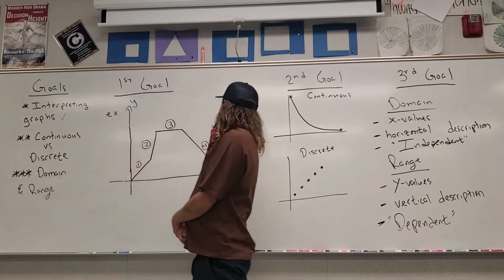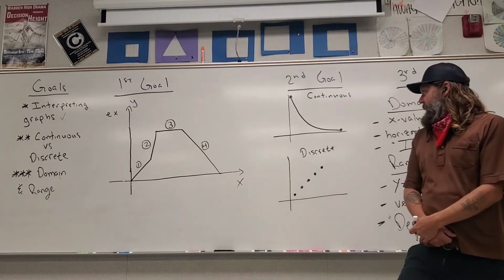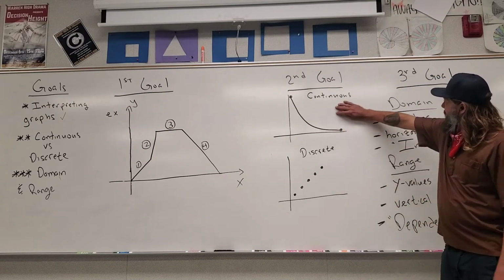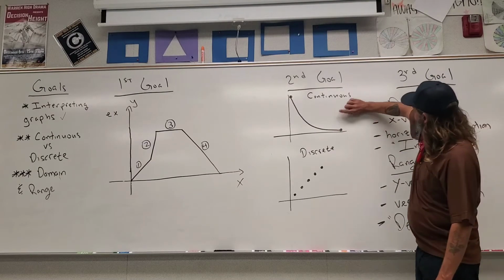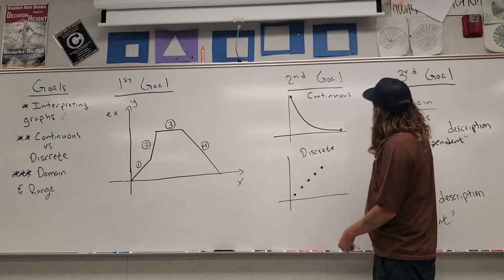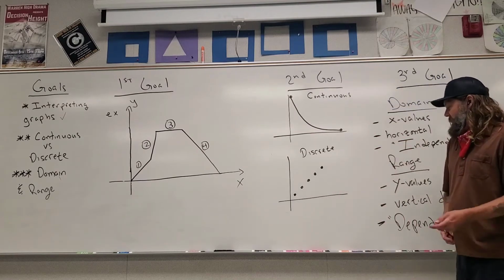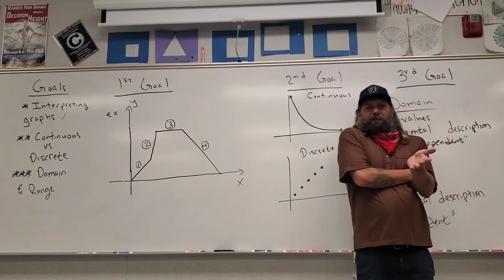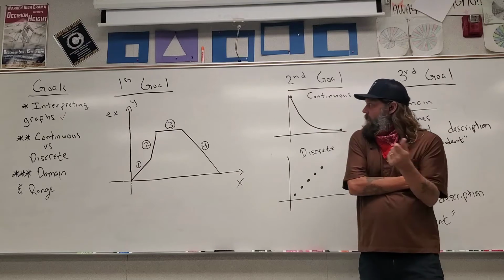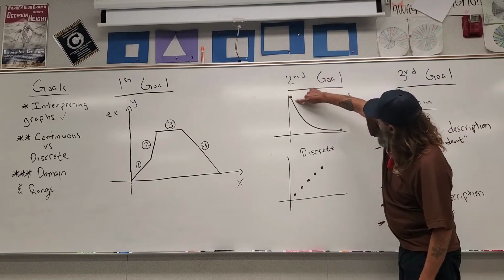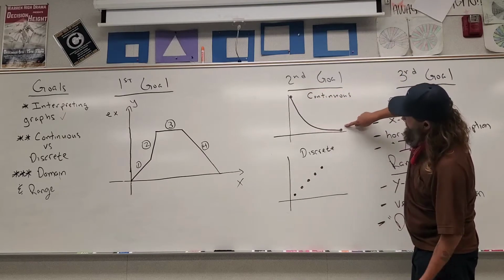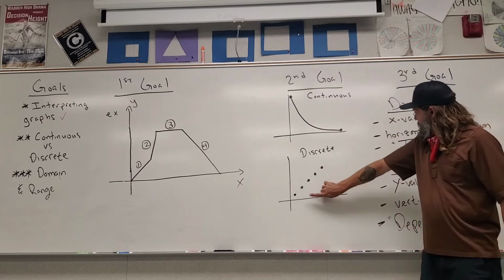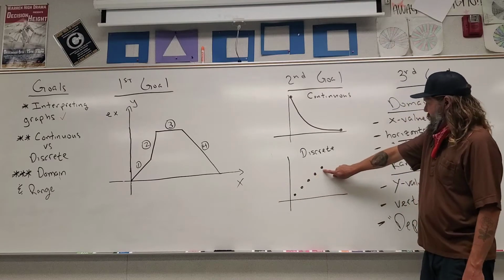All right, our second goal is to talk about continuous graphs versus discrete. Here I have an example of a continuous graph. And here's a picture of my discrete graph. Really, it's an easy distinction to make. Continuous graph, so there's no gapping, it's just a solid, continuous curve or line. There's no breaks. Discrete means that there's individual points.